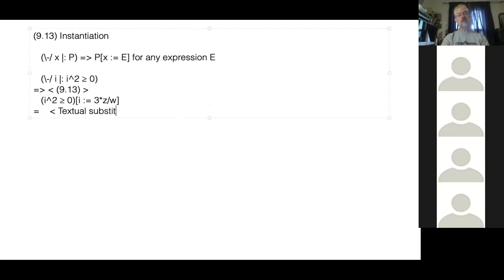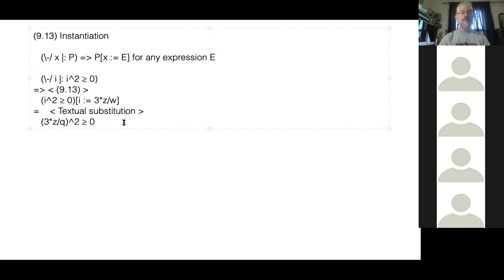Textual substitution. And we would get 3 times z. Oh, sorry about that. I need to make sure my notifications are turned off because apparently people are trying to talk to me. So that's that. And I've got an extra paren here on the left I don't need. So that would be textual substitution. And then we could do more stuff.